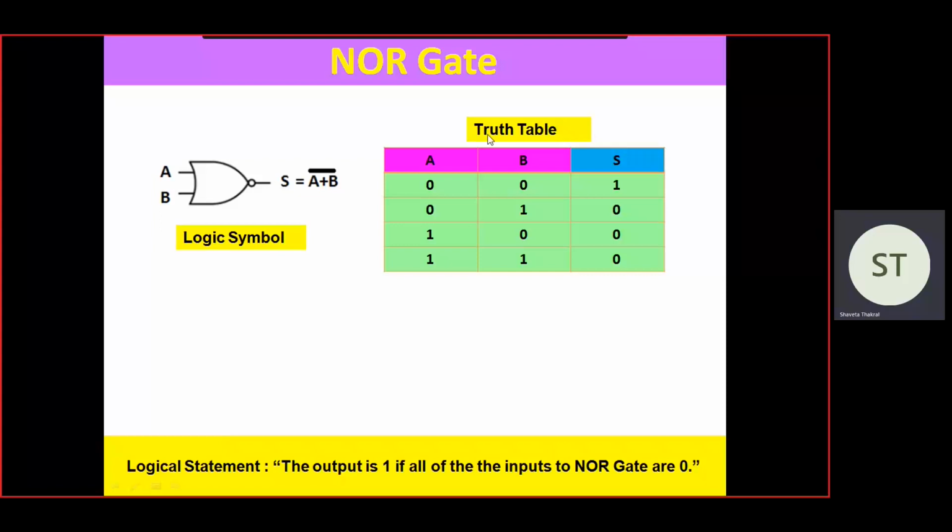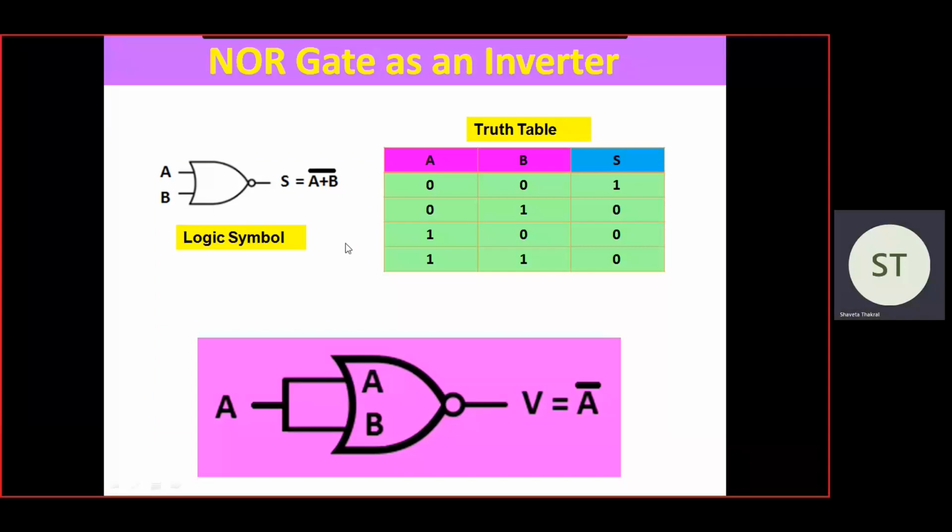And this is the truth table of NOR gate, where A and B can have a total of 4 combinations: 0, 0; 0, 1; 1, 0; and 1, 1. S is the output of NOR gate, and for the 0, 0 combination of input, S will be 1, and for the remaining 3 combinations, S will be 0. So what is the conclusion for the NOR gate? If all the inputs are 0, then only the output is 1. And if any of the inputs becomes 1 or all the inputs become 1, the output will be 0. So first we design an inverter using only NOR gate.